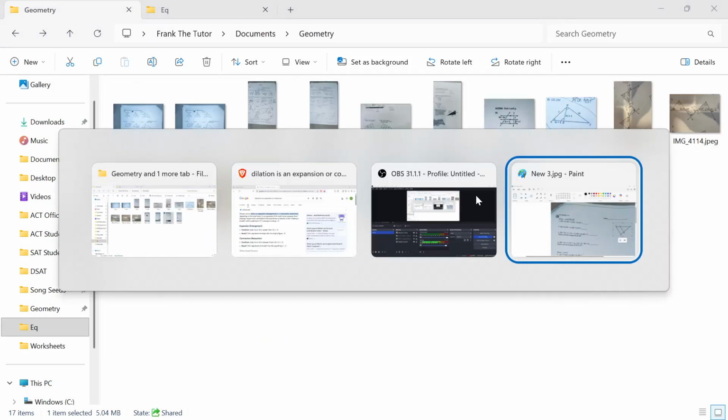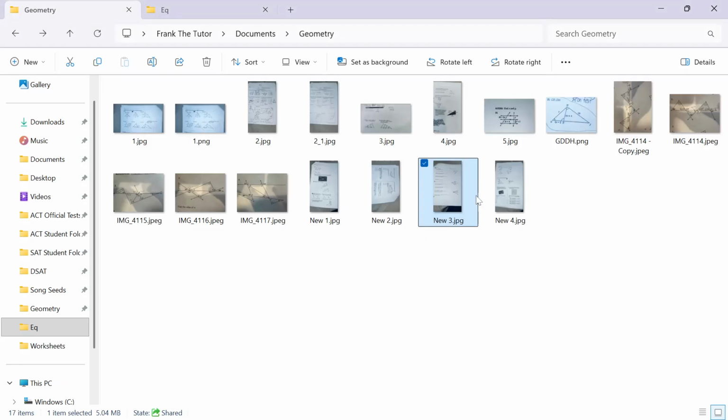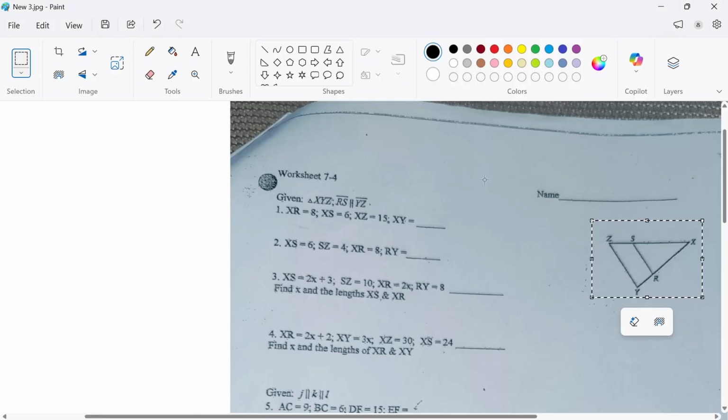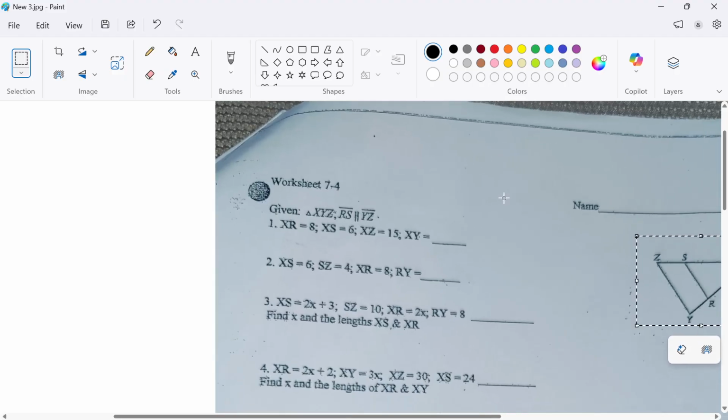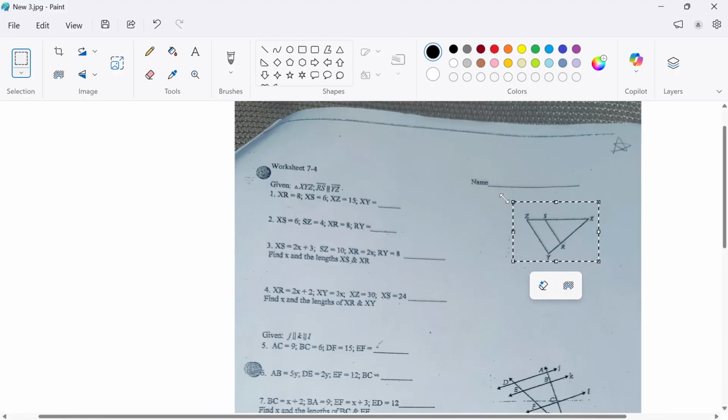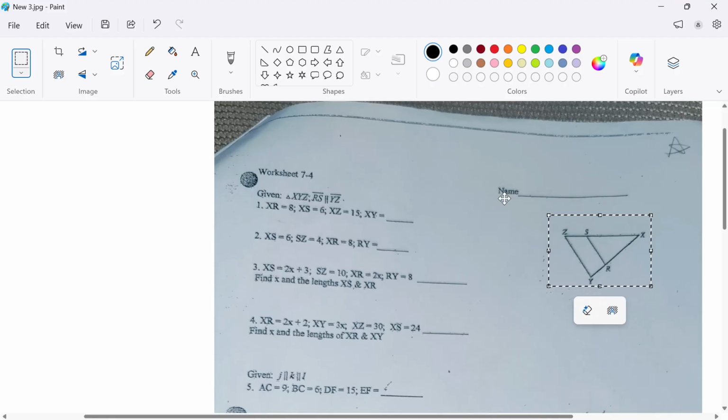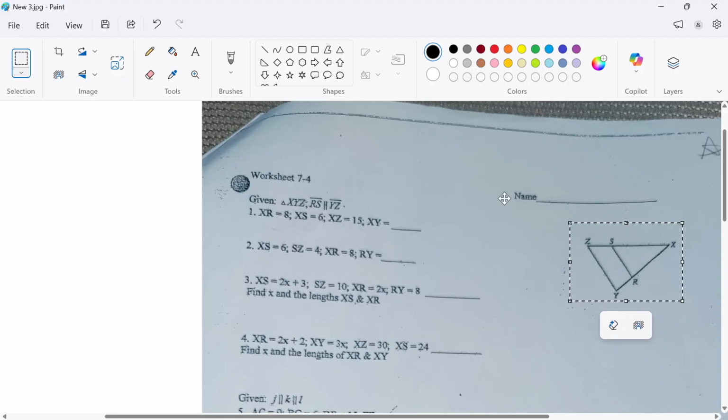This is a worksheet on similar triangles. I'm just looking here. Do I have it? Yeah, I don't know what I'm doing. Worksheet on similar triangles, and I have to use that same image for like 4 different problems. So I'm just going to copy it, and I'm going to move it closer.